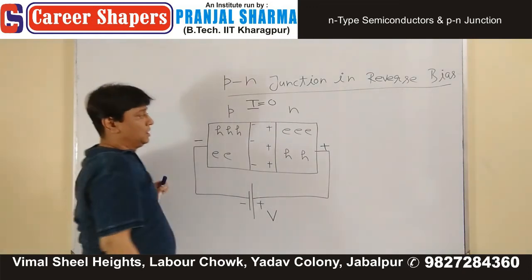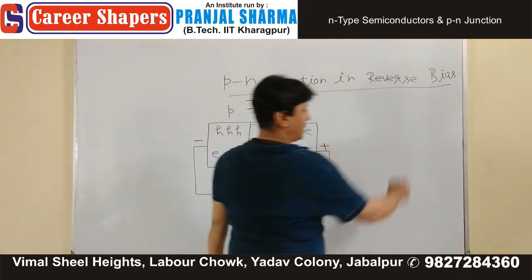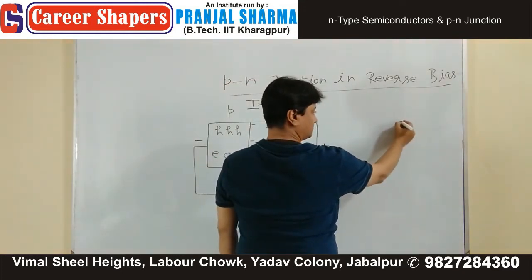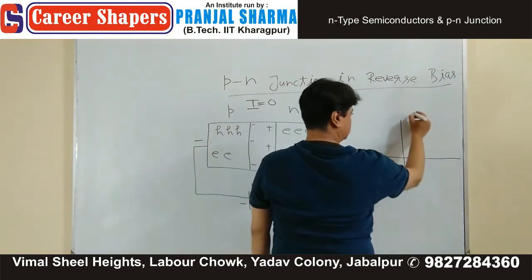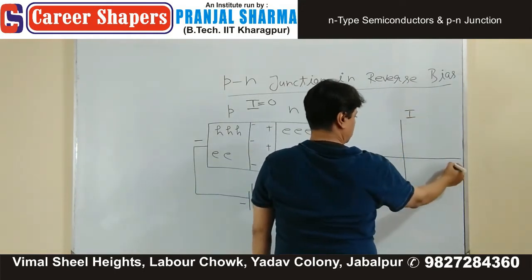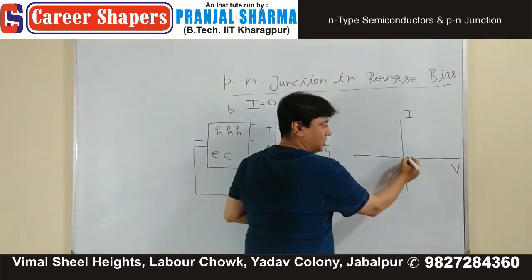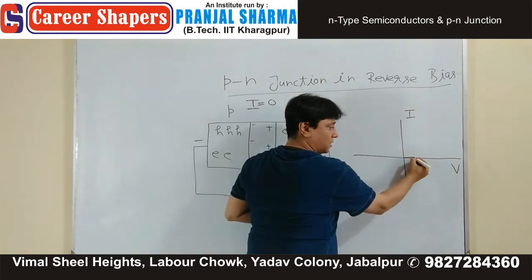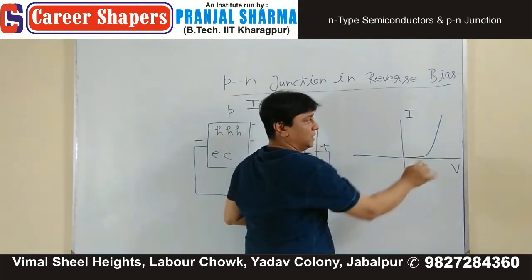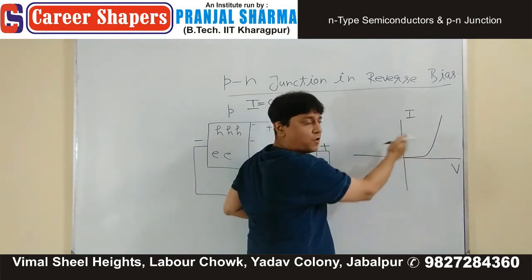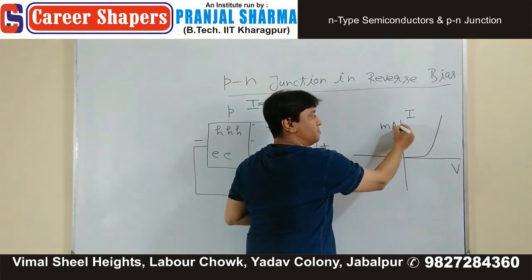Now, when we plot a graph of I and V in reverse, then it is found that, well, you all saw this part. In this, it was in the forward region and the scale was in milliampere.